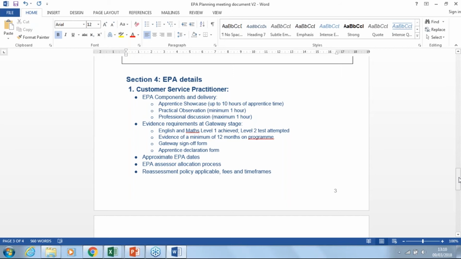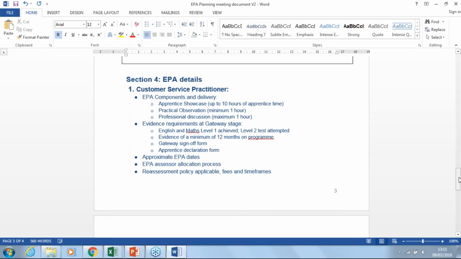Again, details of what needs to go into that showcase will come subsequently in the subsequent touch points that we have. So again, we will set expectations, we will provide templates, we will provide briefs as to what that looks like in more detail. But at this EPA planning stage, all we're doing is to set out expectations around the service delivery with the employer and the training provider.